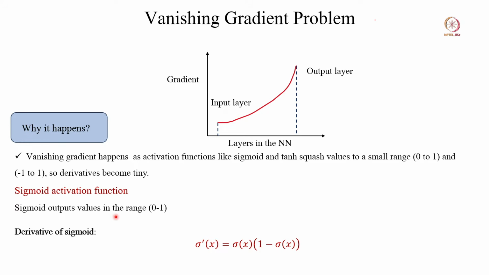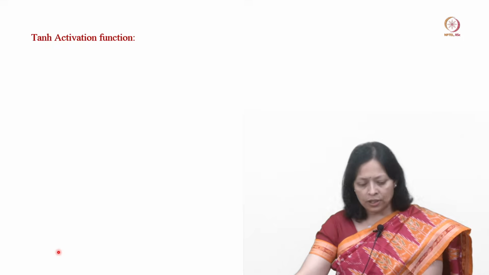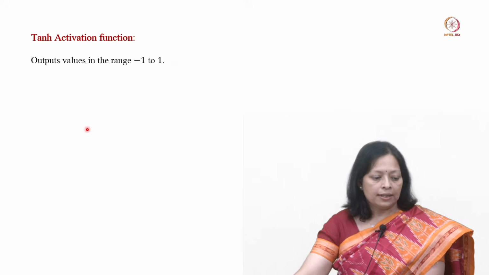When sigma(x) is near 0, this term becomes very tiny, which in turn makes the derivative tiny. When it is very near 1, then the term (1 minus sigma(x)) becomes very tiny, and due to this the derivative becomes tiny. So this is what happens with the derivative of the sigmoid activation function. Similarly, it happens for the tanh activation function, which outputs values in the range of -1 to +1.